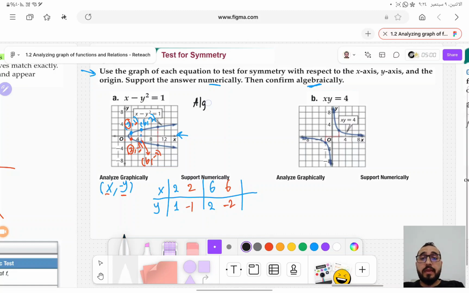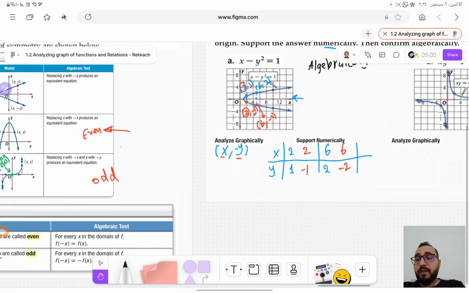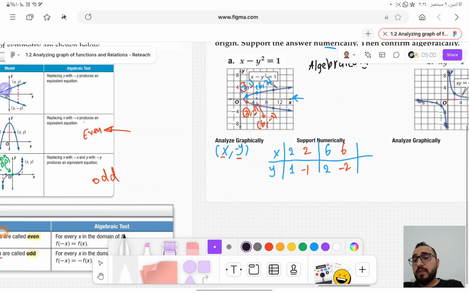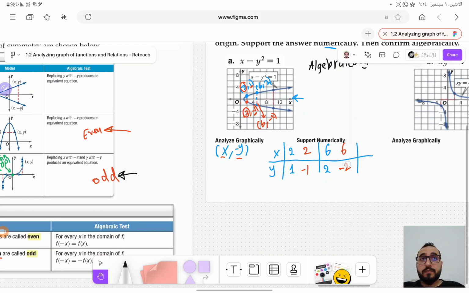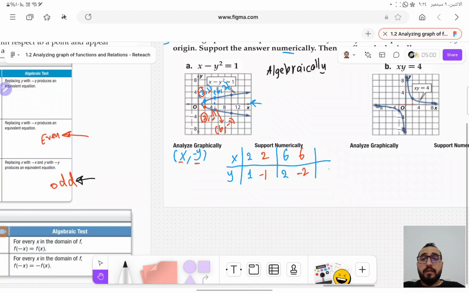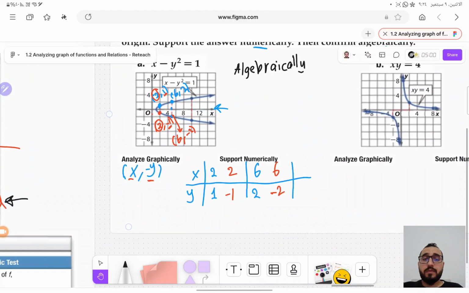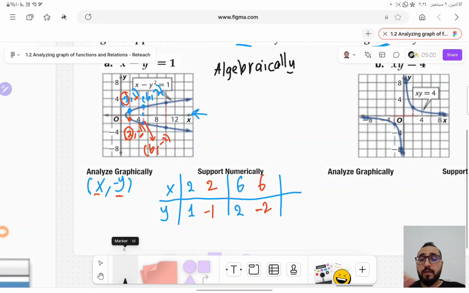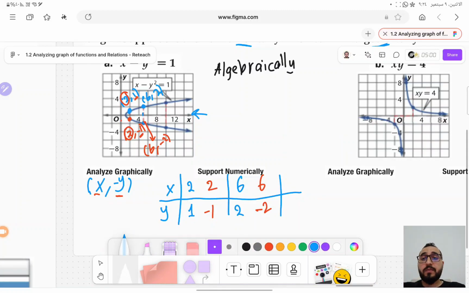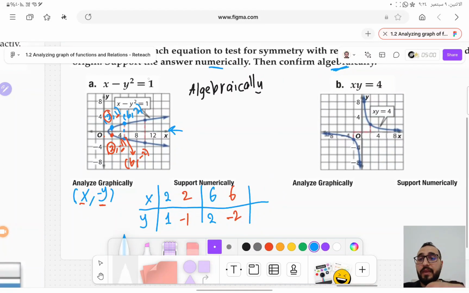Okay, algebraically is related to even and odd, and we know that if the function is an even function, that means it's with respect to the y-axis. If the function is odd, that means it's with respect to the origin. Okay, and look here at this question. Let's support our answer algebraically. First thing, algebraically means we have the equation, so we need to use the equation.